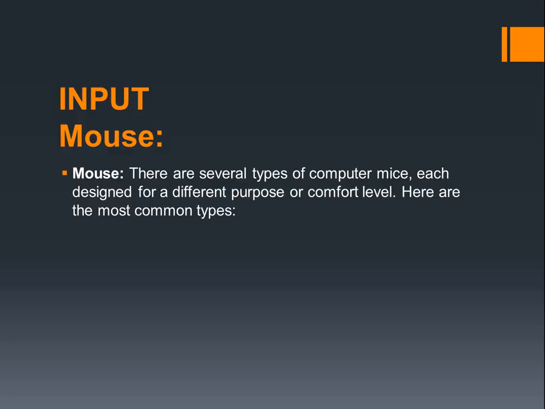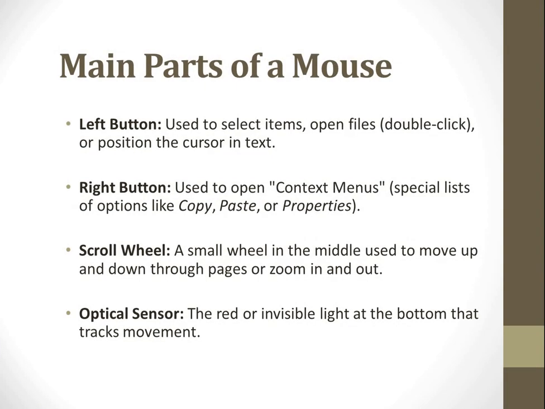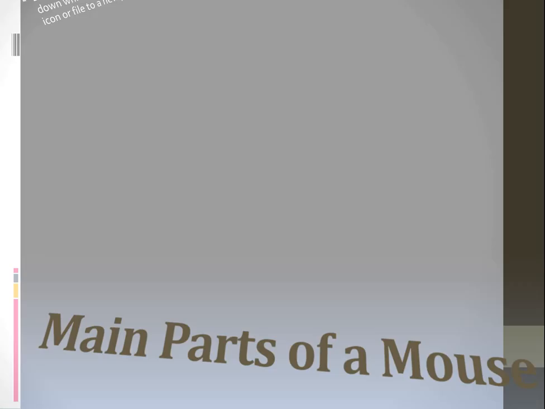Mouse. There are several types of computer mice, each designed for a different purpose or comfort level. Here are the most common types. Main parts of a mouse. Left button, used to select items, open files, double-click, or position the cursor in text. Right button, used to open context menus, special lists of options like copy, paste, or properties. Scroll wheel, a small wheel in the middle used to move up and down through pages or zoom in and out. Optical sensor, the red or invisible light at the bottom that tracks movement.